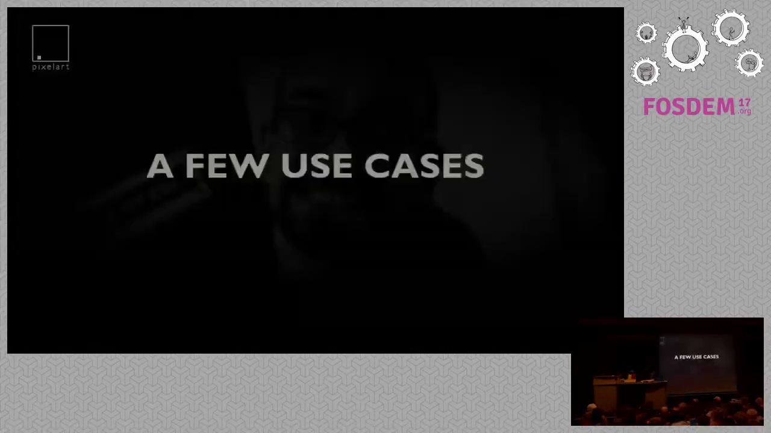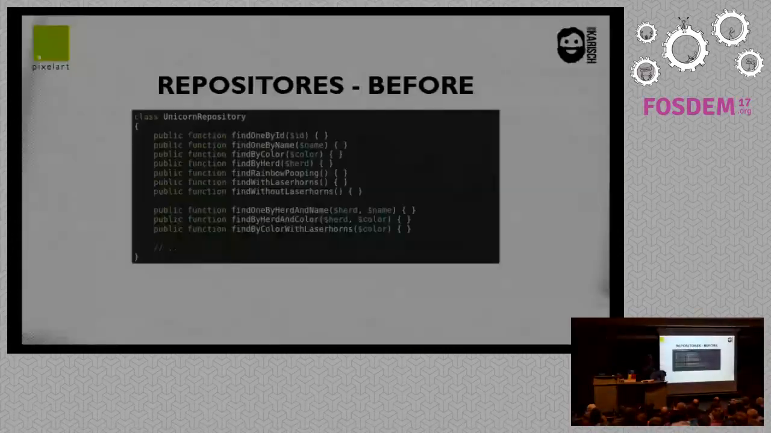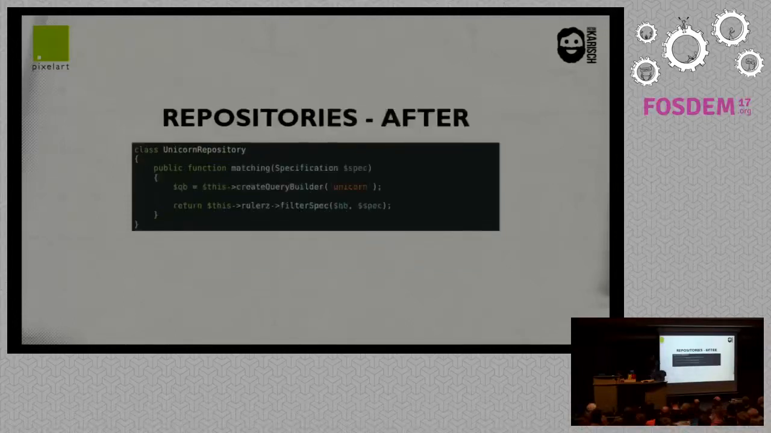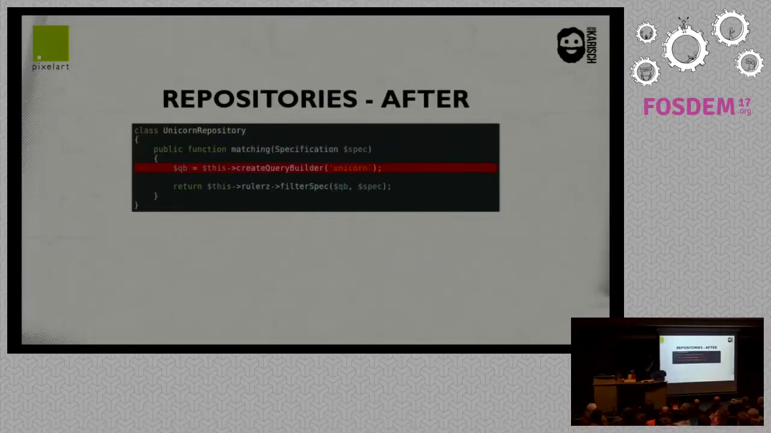So I'm going fast. Yeah, a few use cases. We can look at the repository. Before, we had to find one by ID, by name, and so on, which are 1, 2, 3, 4, 5, 6, 7, 8, 9, 10 methods by now, and many more. We don't want to use this, because we have tamed the repositories with Rulerz, which means we have one matching method on the repository, matching against a specification.